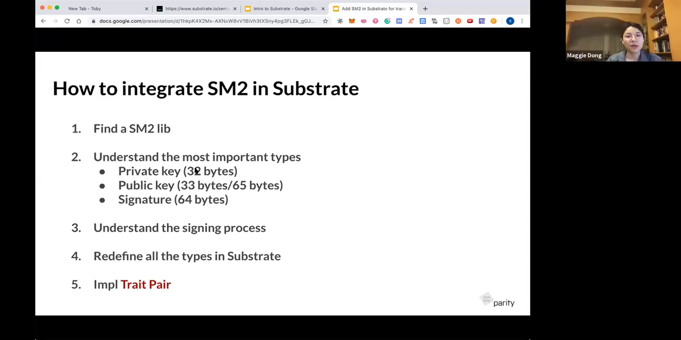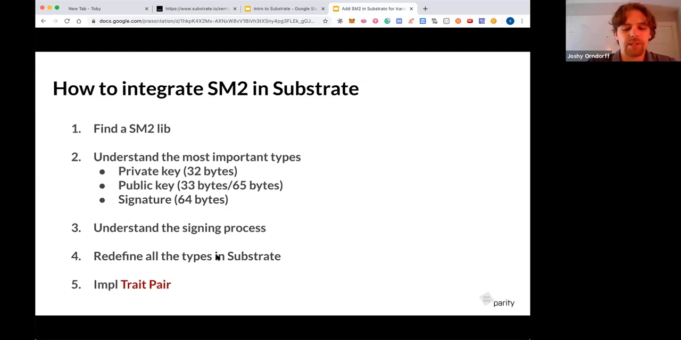Exactly. But if you want to develop a consortium chain or permissioned chain in some specific country, I know that Germany has its own crypto standard, and the European Union and the US all have their own standards about crypto things.